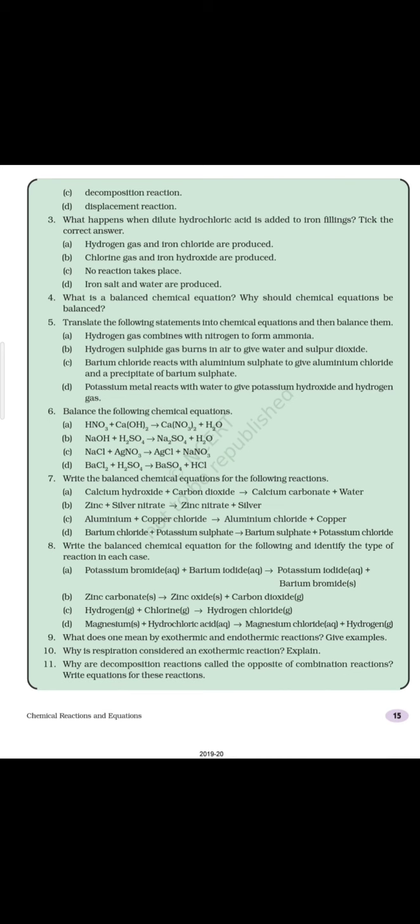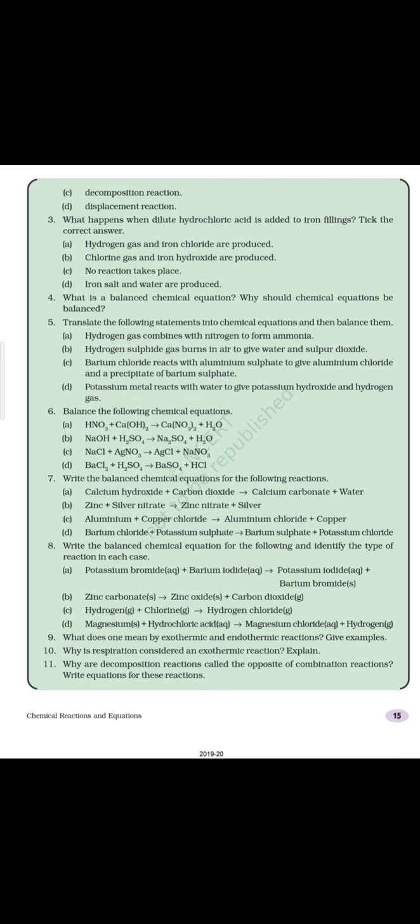Then fifth one, translate the following statements into chemical equations and balance them. Hydrogen gas combines with nitrogen to form ammonia. Hydrogen gas symbol is H2 plus N2 gives rise to NH3. You balance them, children. Second one, hydrogen sulfide burns in the air. In the air means it burns with oxygen to give water and sulfur dioxide. Hydrogen valence is +1, sulfur is -2. So if you cross multiply, you will get H2S plus O2 gives rise to H2O plus SO2.